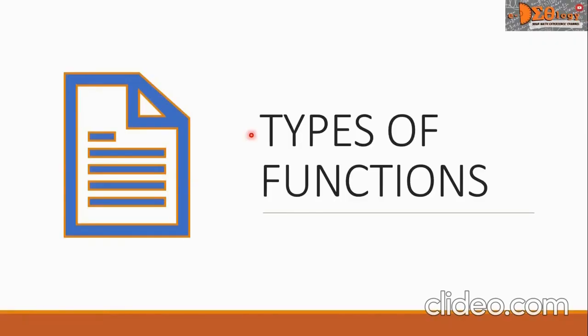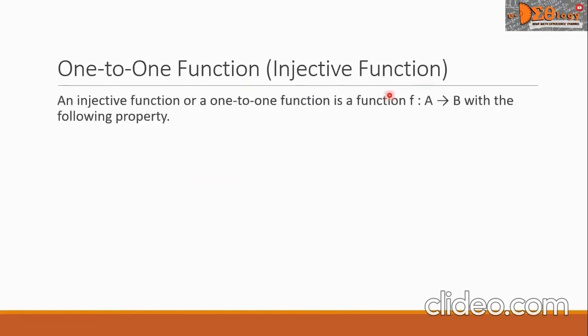Today we're going to study types of functions. Let's begin with the first one. The first is one-to-one function, or sometimes called injective function. An injective function or a one-to-one function is a function f from group A to group B with the following property.